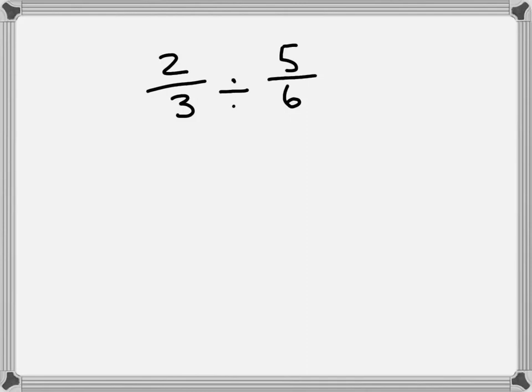Over here we have step 1, we keep the first one the same. Step 2, we flip them over, so 6 over 5 instead of 5 over 6. Step 3, divide becomes times. Now we're back into times territory again. Can we cancel anything out? Yes, we can. Always before you times, check if you can cancel anything out. 3 will go into itself once and into 6 twice. It makes your times so much easier when you can do that.